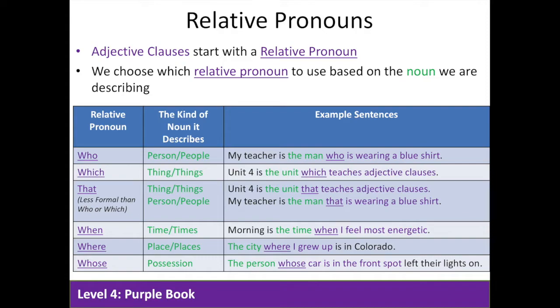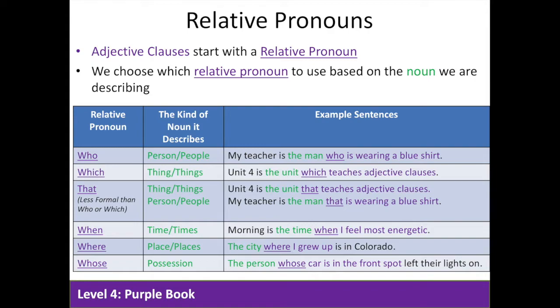For example, we use the relative pronoun who when we have an adjective clause that describes a person or people. We use the relative pronoun which when our adjective clause describes things. We can also use the relative pronoun that when our adjective clause describes things or people. However, it's less formal than who or which.